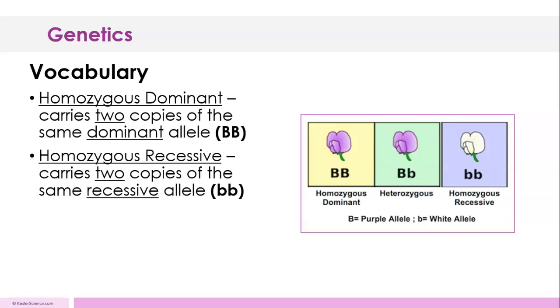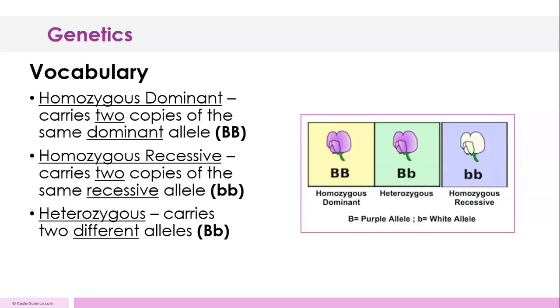Homozygous recessive, or sometimes we don't even need the word homozygous on this one, we can just say recessive. This is an organism that carries 2 copies of the same recessive allele. So in this case, it would have to be 2 lowercase b's. In order for them to have the recessive trait, they have to have 2 of the same, which is why we don't necessarily have to say the word homozygous here, because it can be implied.